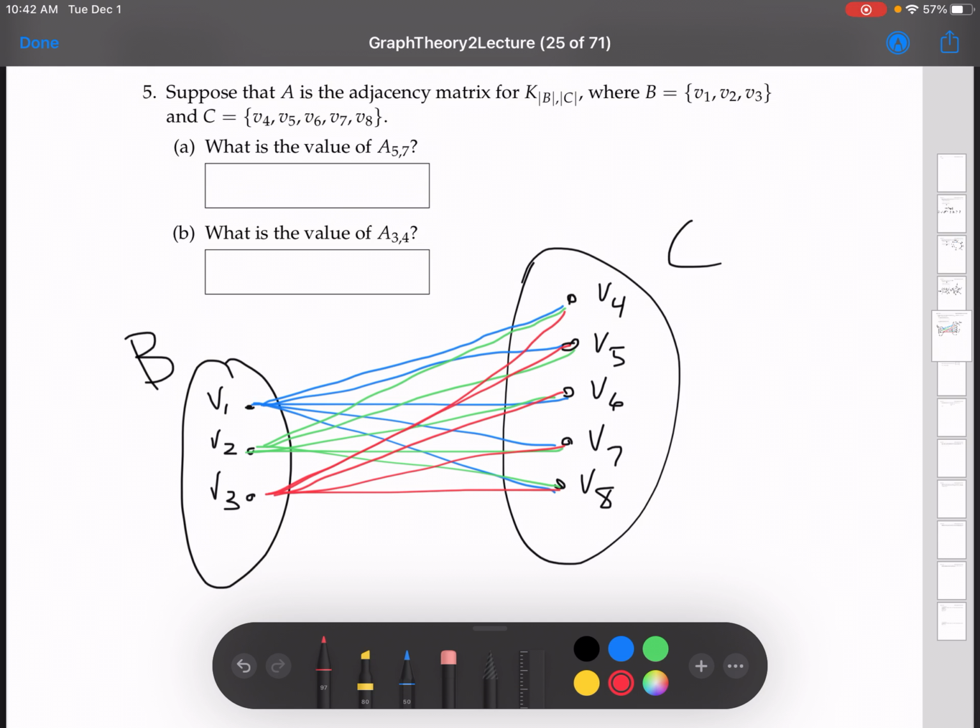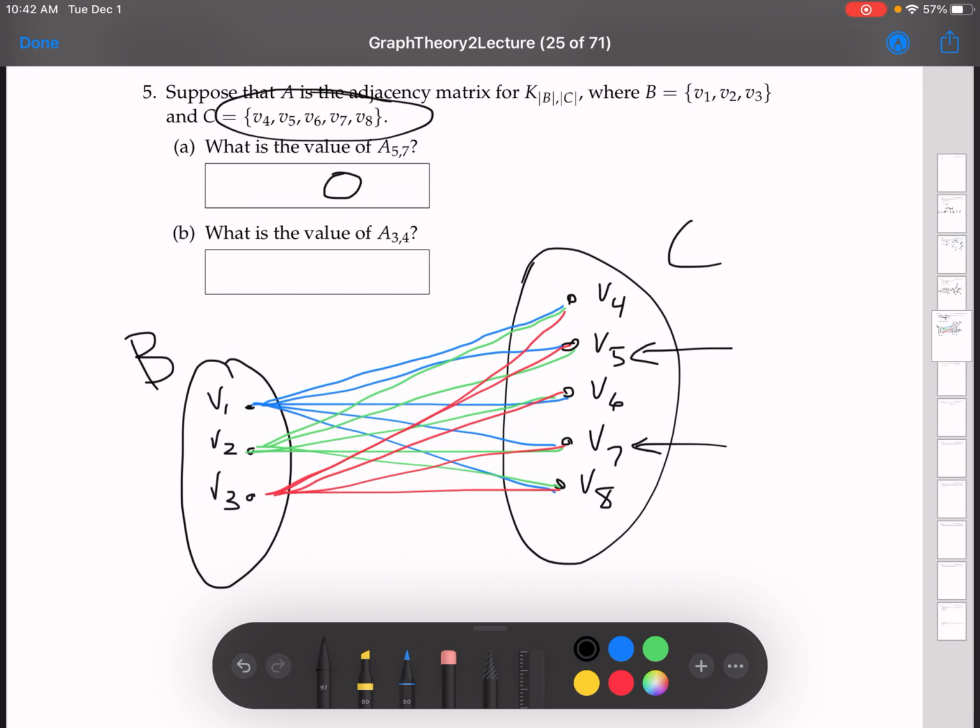So A57, right, that's going to be a 1 if there's an edge between vertex 5 and vertex 7. But these guys are in the same vertex set, and with the complete bipartite graph, there are no edges between vertices in the same bipartite set, so this is 0.